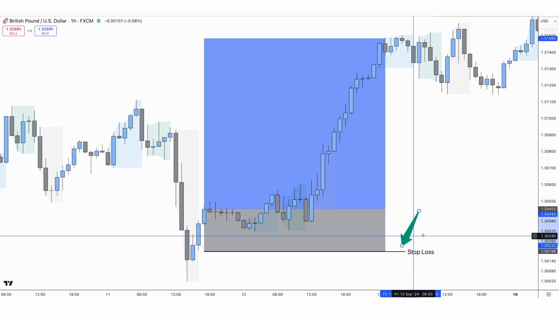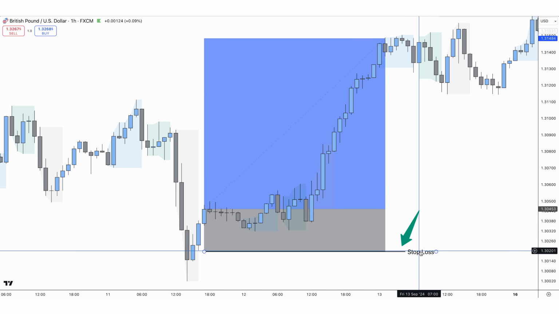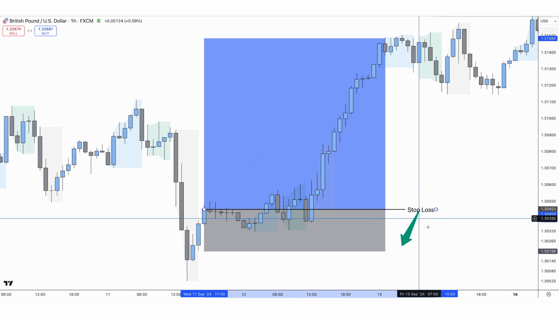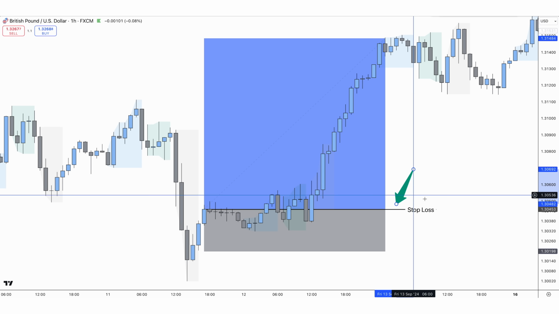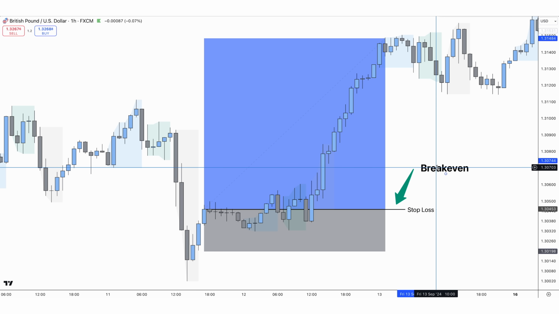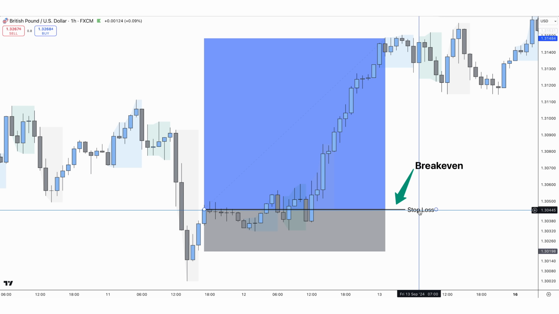Now, the second way that we can use stop losses, because stop losses are flexible, they are just an order that we send to the market, meaning we can change the price of the stop loss at any time. So the second way we're going to use them is to go break even. Now, a break even is where we limit our loss completely by moving our stop loss to the price that we entered the trade at.